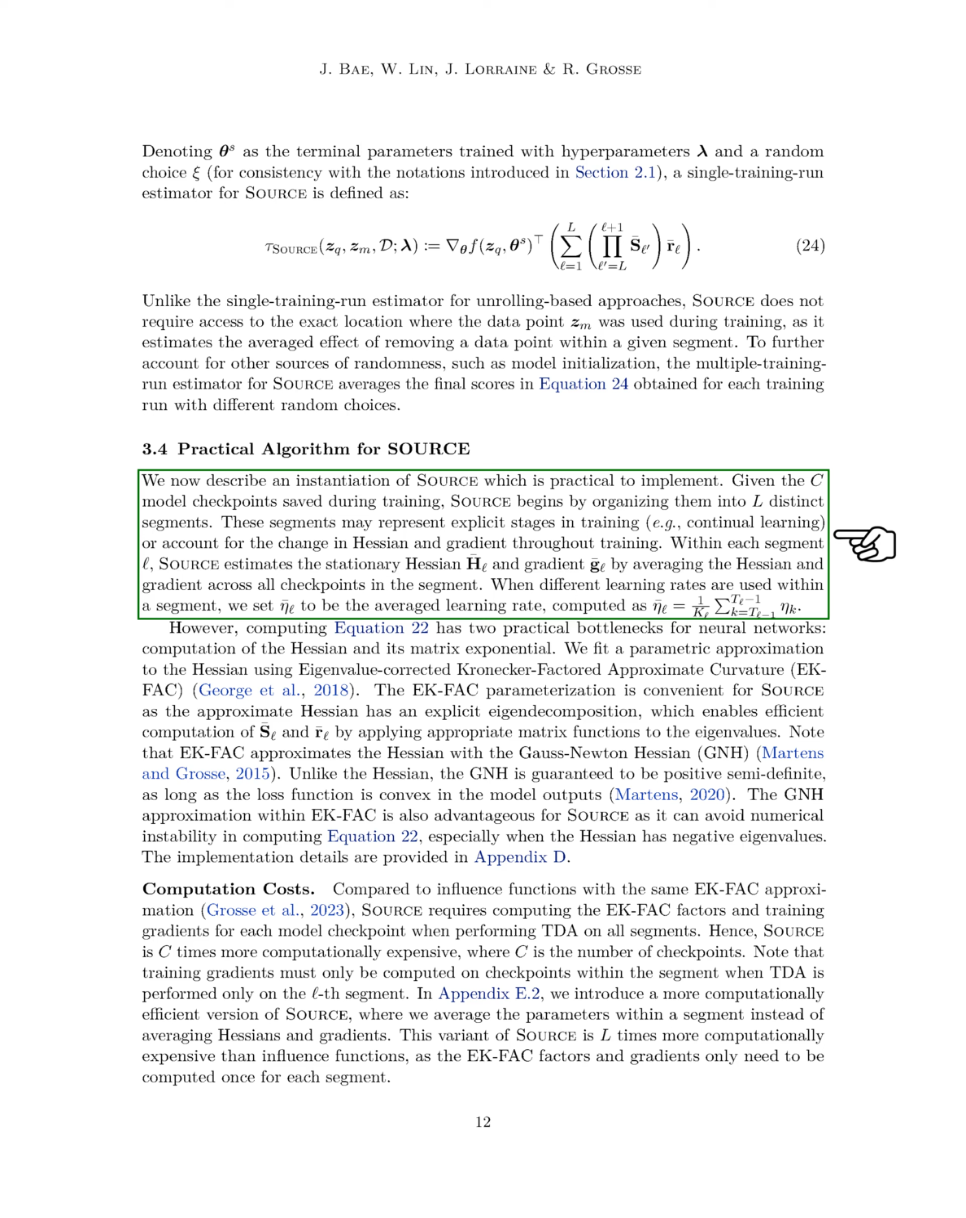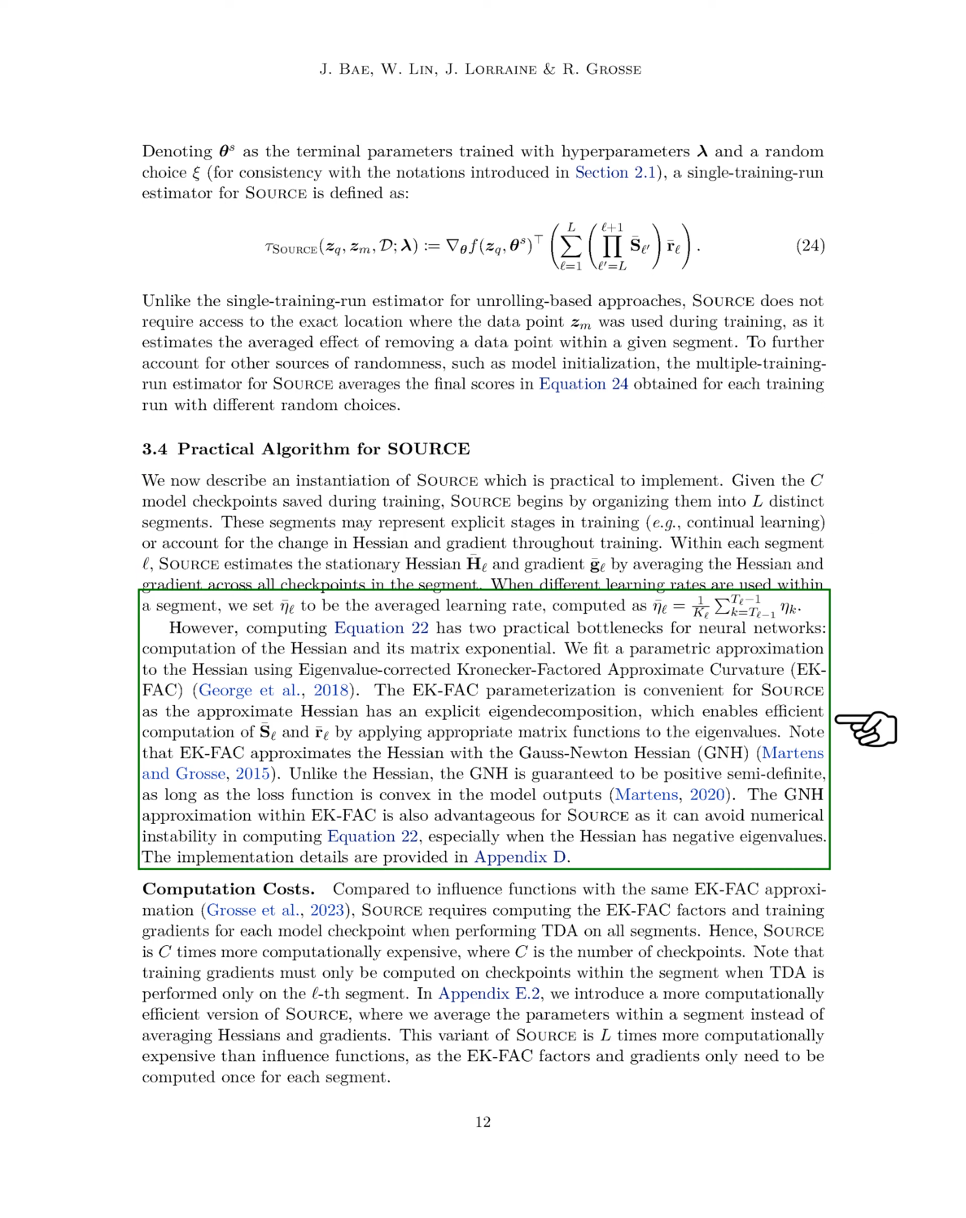We organize model checkpoints into distinct segments and estimate the stationary Hessian and gradient within each segment. To handle neural networks' computational challenges, we use a parametric approximation called Eigenvalue-Corrected Kronecker-Factored Approximate Curvature, EK-FAC, to approximate the Hessian. This approximation simplifies the computation of key quantities in our method.